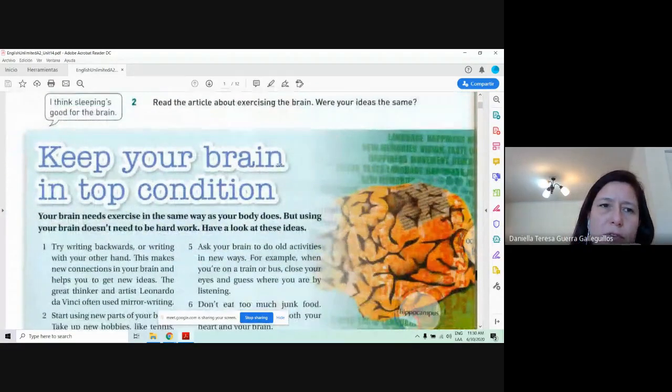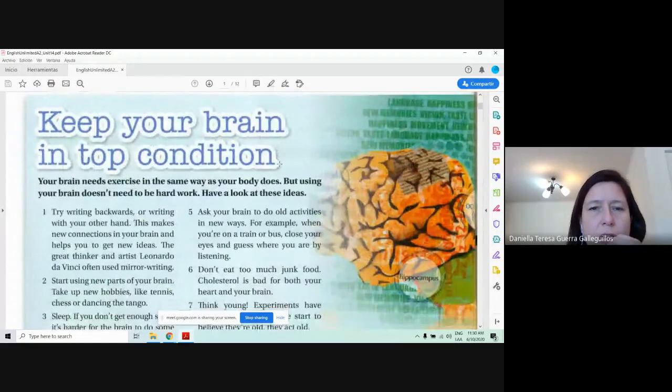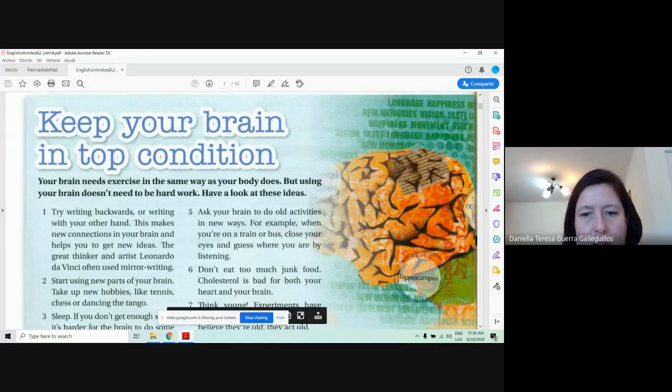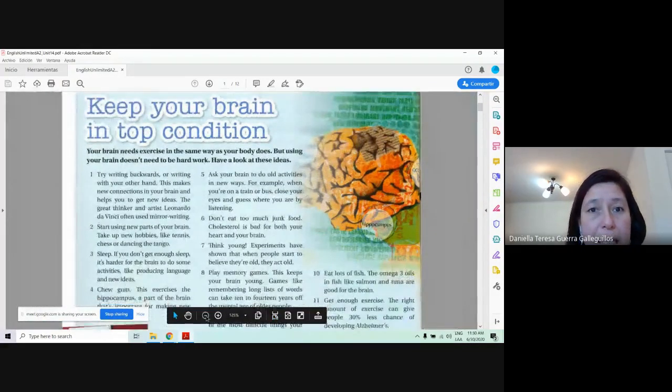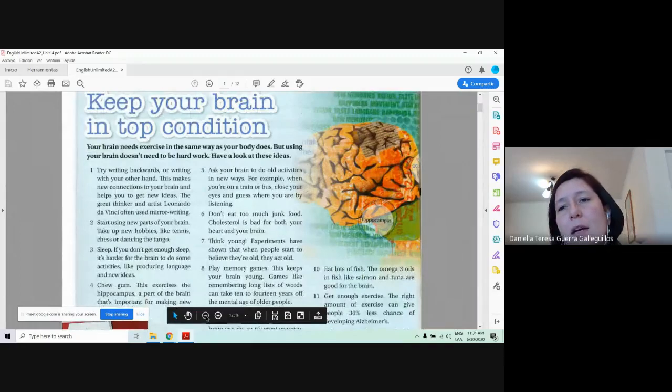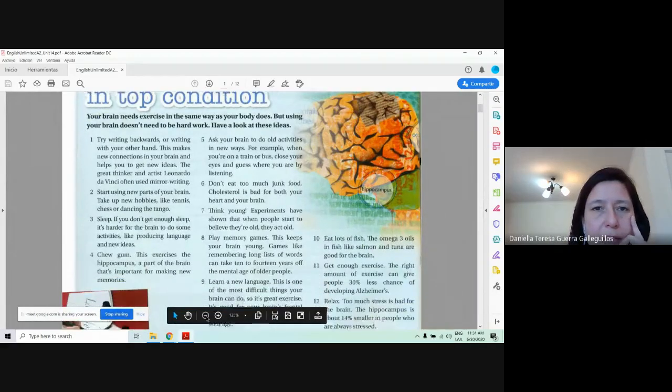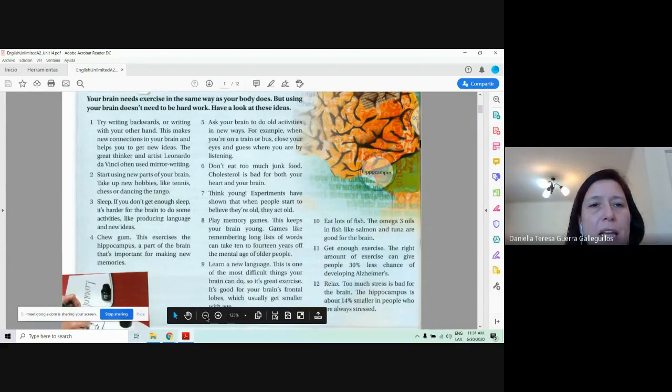Choices that we have to do, for example, and we have to make decisions when we think about the amount of time we have to spend sleeping at night. It is not only about jobs or occupations, but also about the amount of time we need to spend when we sleep. Keep your brain in top condition is the reading title. Your brain needs exercise in the same ways as your body does. But using your brain doesn't need to be hard work. Have a look at these ideas.